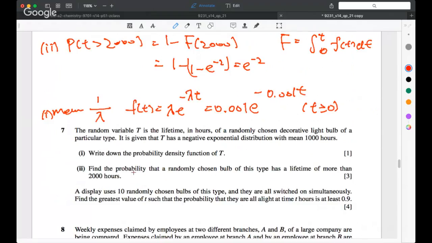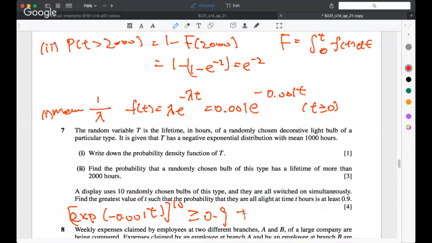In the last bit, we have a display that uses 10 randomly chosen bulbs of this type, and they are all switched on simultaneously. Find the greatest value of t such that the probability that they are all alight at time t hours is at least 0.9. So the probability that they are all still alight is just exponential of minus 0.001 t, to the power of 10, and that is required to be greater than 0.9.